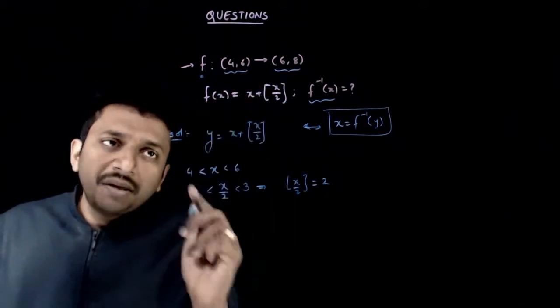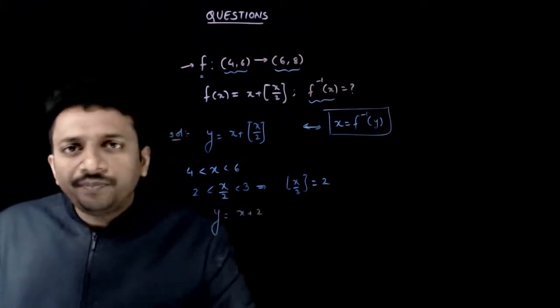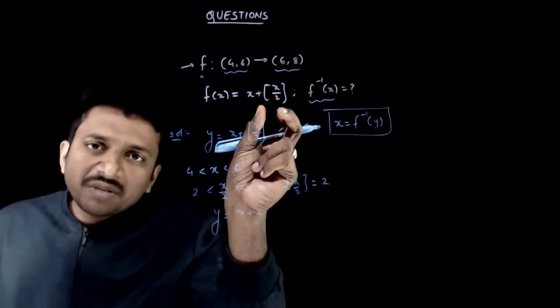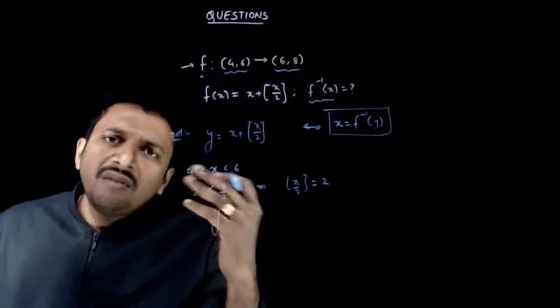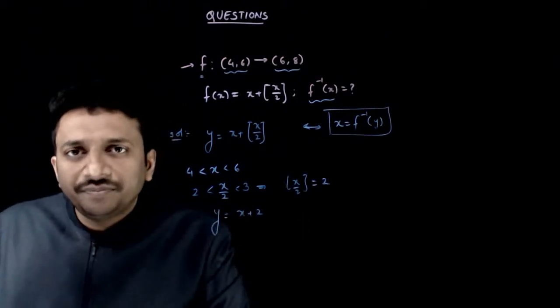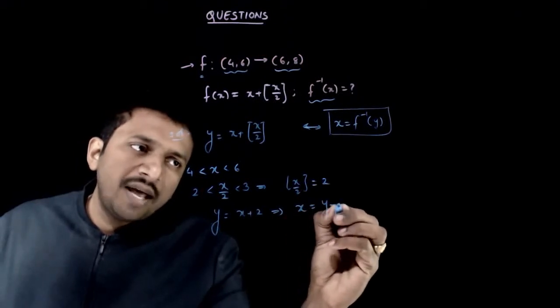So within this domain, I can as well write y is equal to x plus 2. There's no doubt about it. I don't need to write integer part of x by 2, because for every point between 4 and 6, this number will always be equal to 2. So I can write the function as y is equal to x plus 2. So if y is equal to x plus 2, I can always write x is equal to y minus 2.